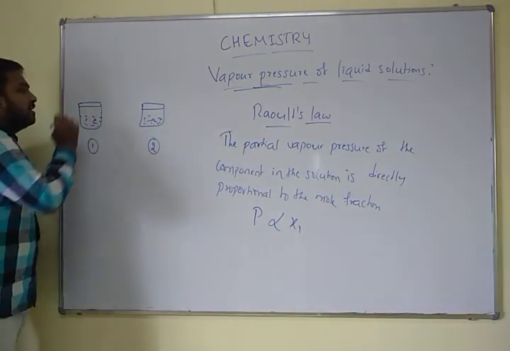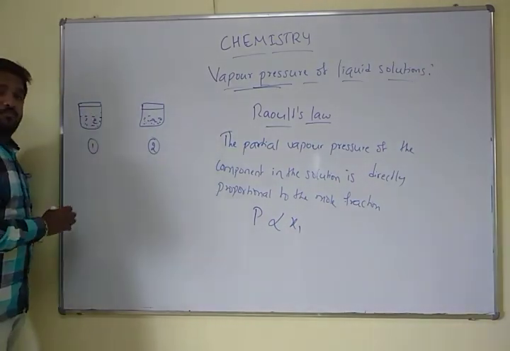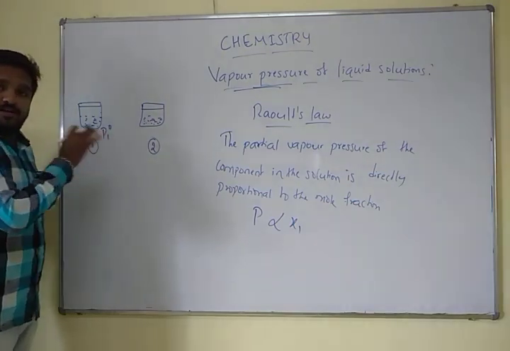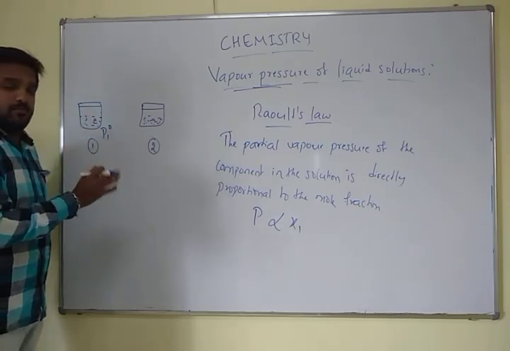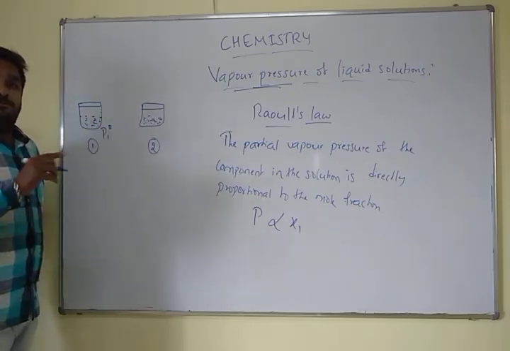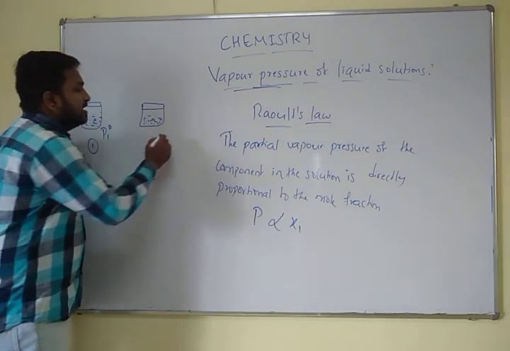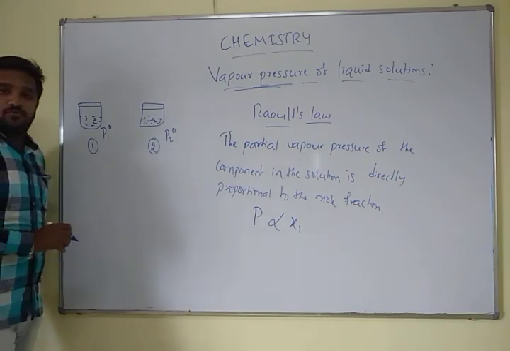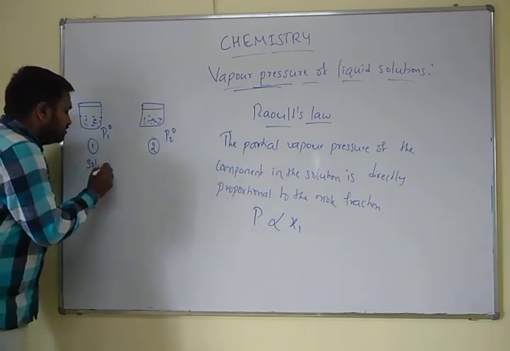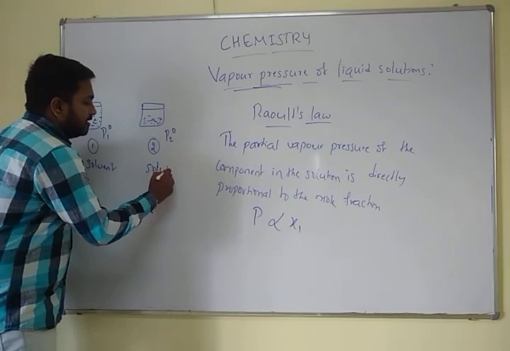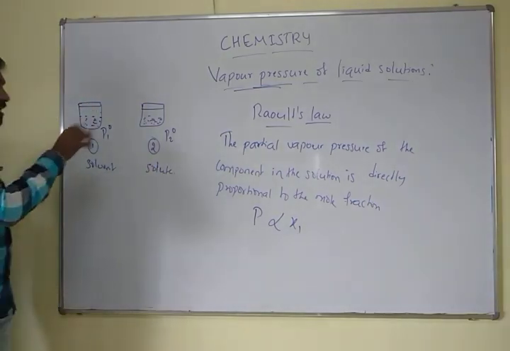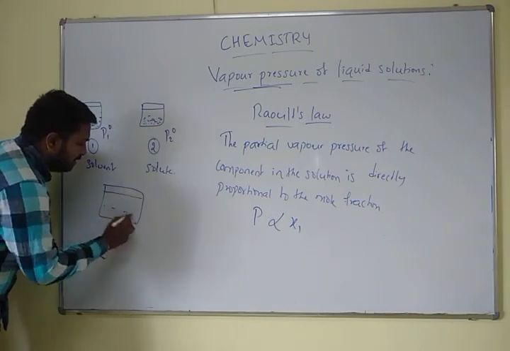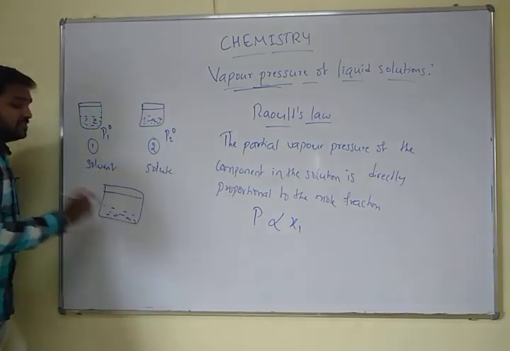So in this case, the vapor pressure of the component 1 we will denote as P1 naught. Here this is not combined yet. They are in their original form. So we are mentioning it as P1 naught. Whereas in this case, the partial vapor pressure in the pure form is P2 naught. This we have taken as solvent and this we have taken as solute. Now on combination of these two, now this is a solution.